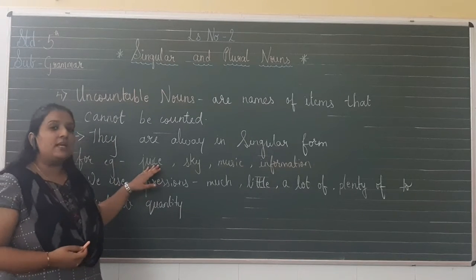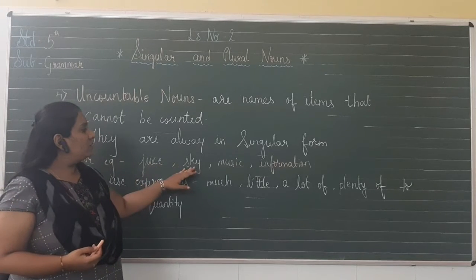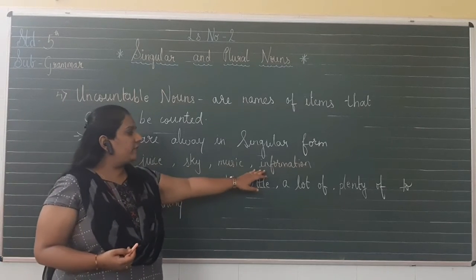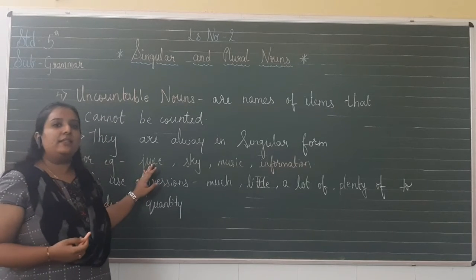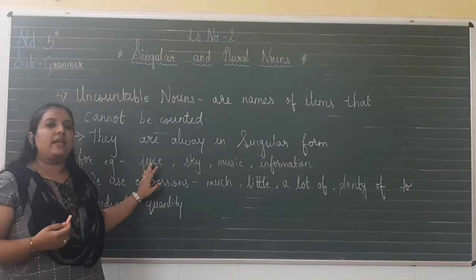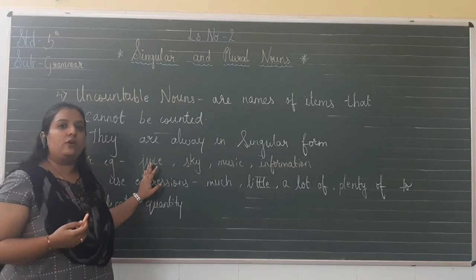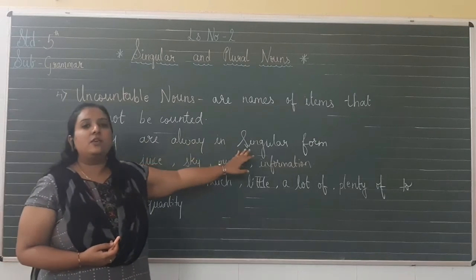For example, juice. Can we count juice? No, we cannot count juice. Same way goes with sky, music, information. We cannot count any of these examples. Hence, they are called uncountable nouns. Unlike countable nouns, which have plural and singular form both, uncountable nouns only have singular form.